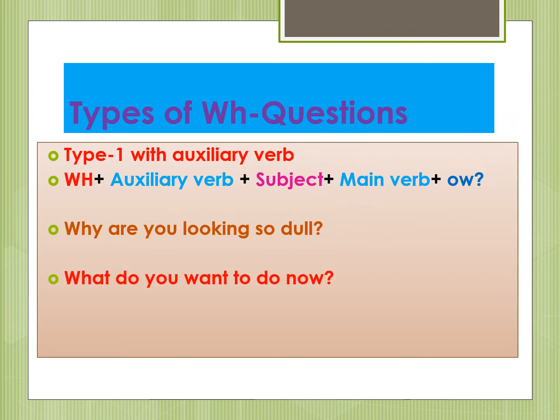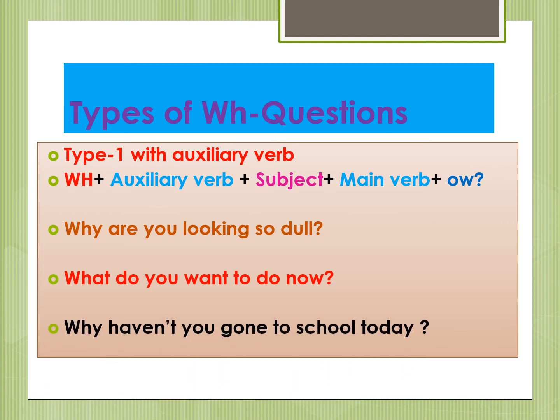Next one. What do you want to do now? Students, this is also the first type of WH question. This question started with WH word what, followed by an auxiliary verb do, subject you, main verb want, and other words to do now. In this question also auxiliary verb do is there. So this is a first type of WH question.